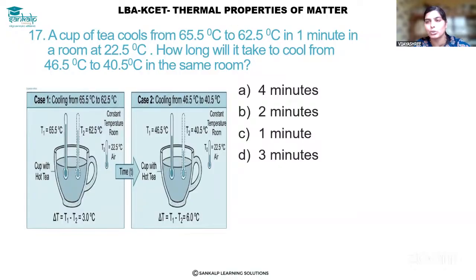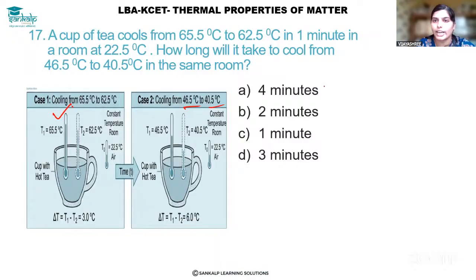Okay. So this question is completely based on Newton's law of cooling. Okay. So we are given two cases. In the first case, cup of tea cools from 65 degrees Celsius to 62 degrees Celsius. This is case one. Second case is cooling from 46.5 degrees Celsius to 40.5 degrees Celsius. So in both cases, we have to apply Newton's law of cooling.